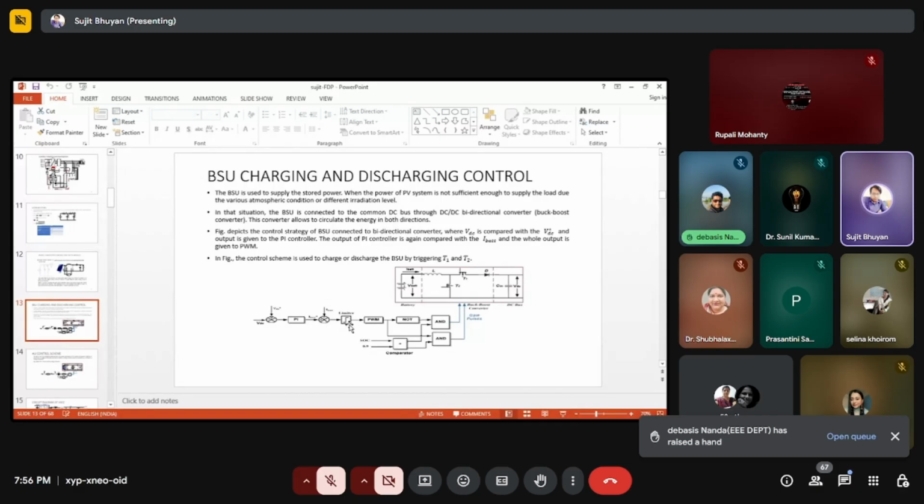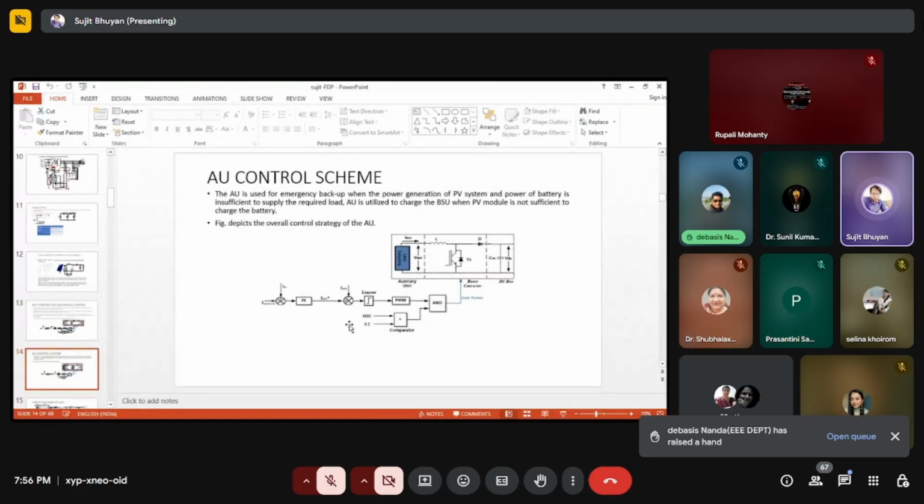Then the buck boost converter acts as the buck converter. Then when the load demand is more and the PV is unable to give the power supply, at that time the battery discharges its power and gives it to the buck boost converter. At that time the buck boost acts as the boost converter and gives more DC voltage to the load and fulfills the load demand.